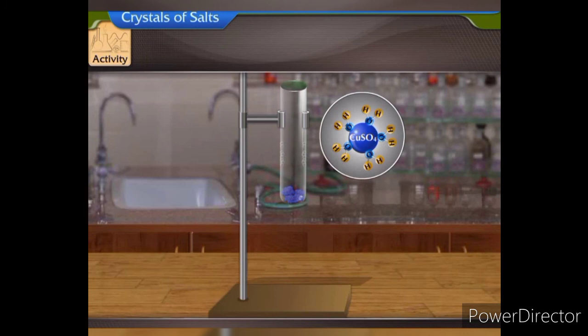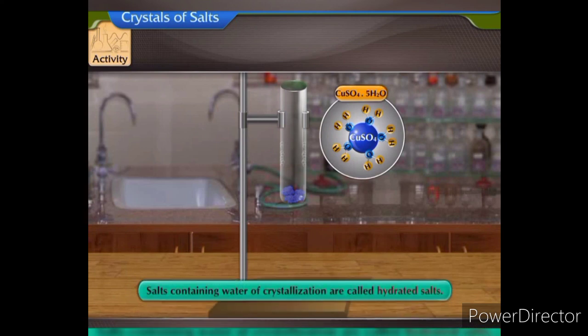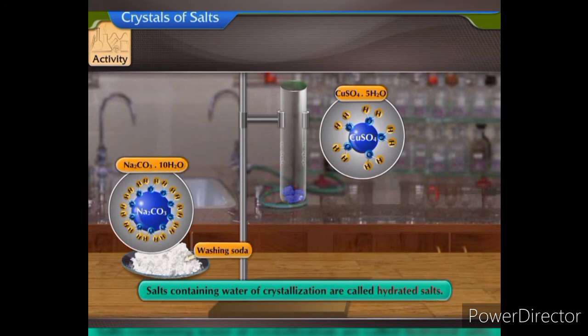Copper sulfate crystals contain 5 molecules of water of crystallization. That is why the formula of copper sulfate is represented as CuSO4·5H2O. Such salts containing water of crystallization are called hydrated salts. Washing soda also is a hydrated salt. The 10 molecules of water in washing soda are the water of crystallization.